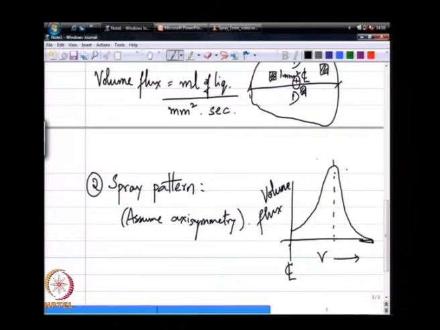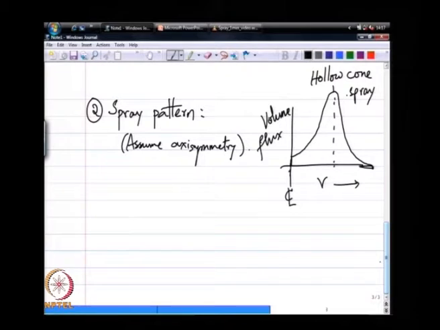This would be an example of a hollow cone spray. There is very low volume flux near the center line and most of the volume is concentrated around some thin rim inside the spray.